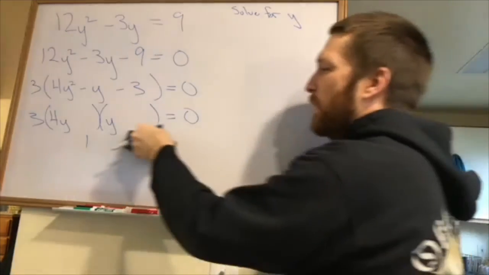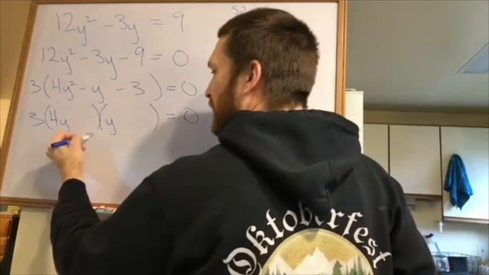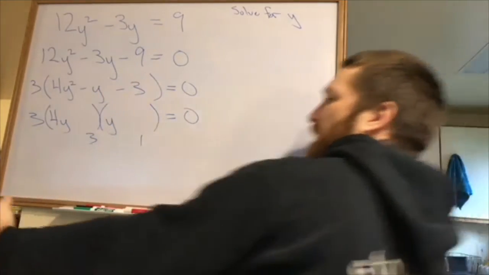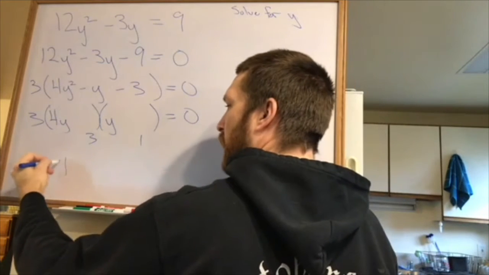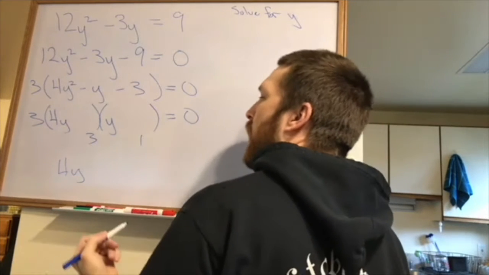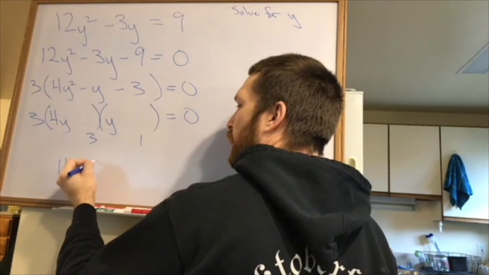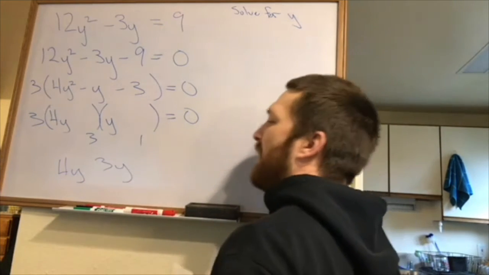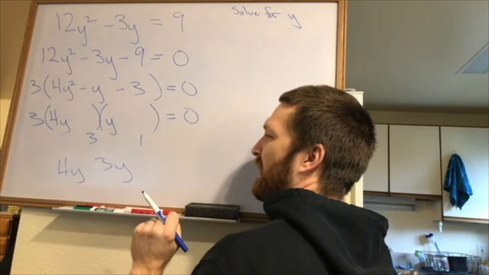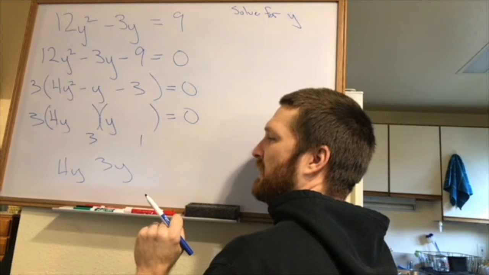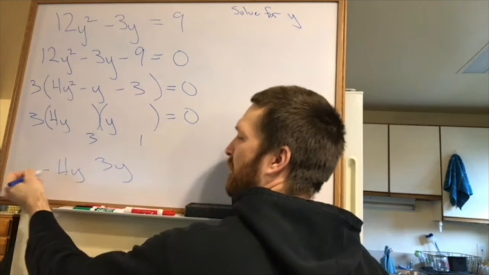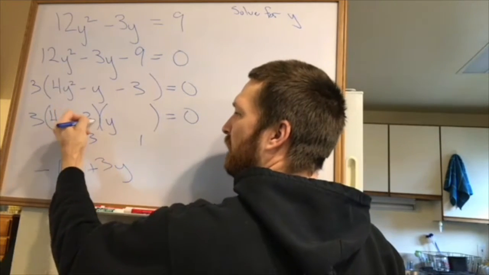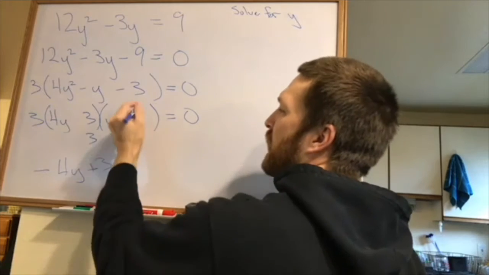Flip them. So I'm going to put my 3 here and my 1 here. Now, when I do my outer, I get what? 4y. And when I do my inner, I get what? 3y. How do I combine those to give me a negative 1y? Minus 4 plus 3. Okay, so we're sure that the 3 goes here. I'm going to go ahead and write it in. We're sure that the 1 goes here.